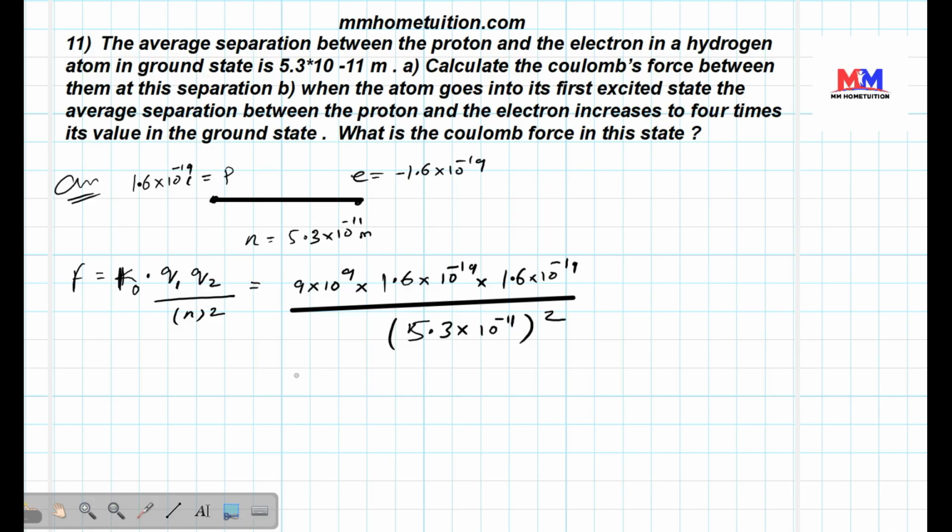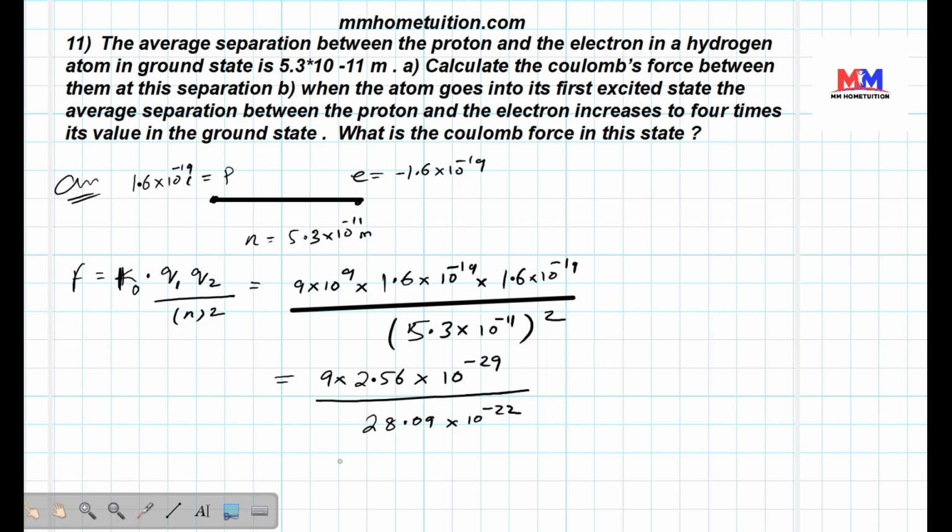After solving, this equals 9 into 1.6 into 1.6, that is 2.56, into 10 to the power 9 minus 38. So 9 minus 38, that is minus 29, divided by 5.3 square into 10 to the power minus 11 square. 5.3 square is 5.3 into 5.3, that is 28.09 into 10 to the power minus 22.